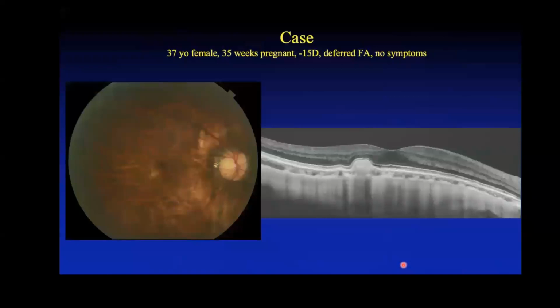Here's case number 1. This is a 37-year-old female who presented when she was 35 weeks pregnant. She was referred for a macular lesion. She's minus 15 diopters of myopia. She deferred fluorescein angiography, which is preferable in someone who is pregnant, and she had no symptoms. So we can see on the color fundus photograph, there's this white-gray lesion just infratemporal to the fovea, and that corresponded to this elevation on the structural OCT.